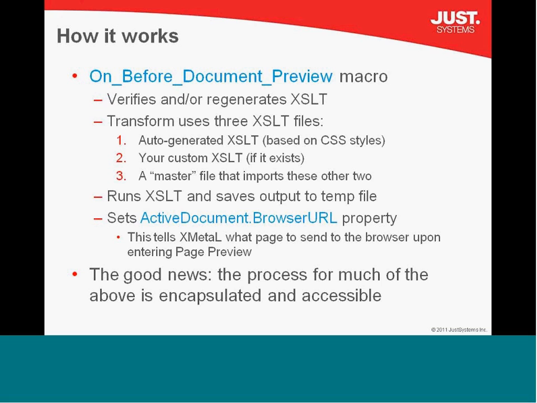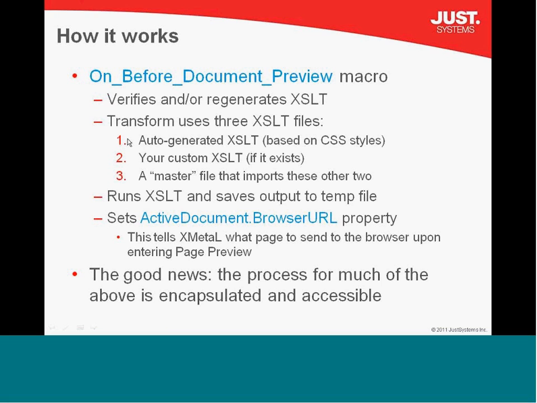This is an event that fires immediately before XMetaL displays the page preview view. What multipleoutput.mcr does in that macro is verify the existence of XSLT for the page preview, and if necessary, auto-generate that XSLT. It then runs the XSLT transformation, saving that output to a temp file. And then there's a property in the XMetaL API called ActiveDocument.BrowserURL, which is set to the value of that temp file. Essentially, this is a property that XMetaL uses at the moment it switches to page preview view in order to tell the browser what page it should load. So we run our output, save it to a temp file, and then XMetaL automatically loads that file into the browser in page preview.